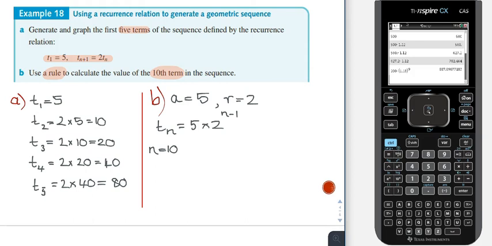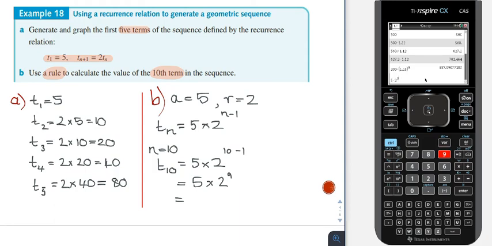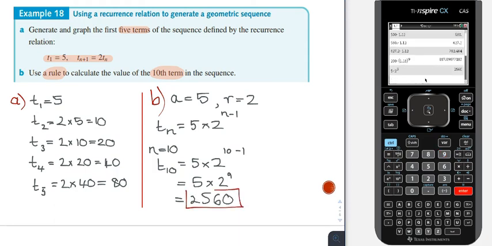We're after the 10th term, so n equals 10. Substitute it into our general rule, and we get 5 times 2 to the power of 9. This is what we put into our calculator, getting out a result of 2,560.